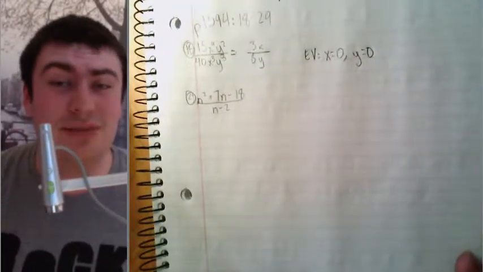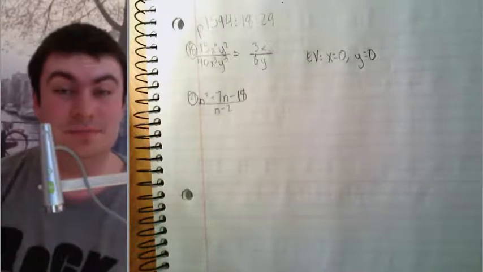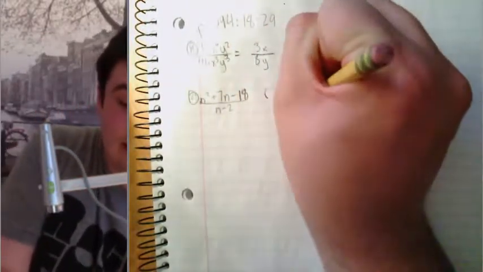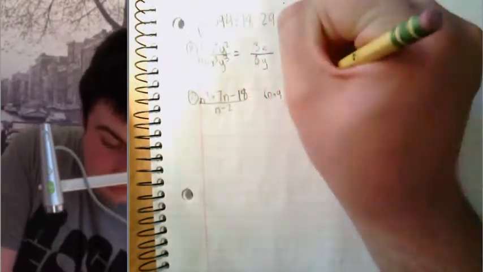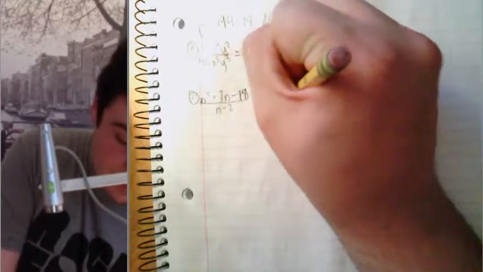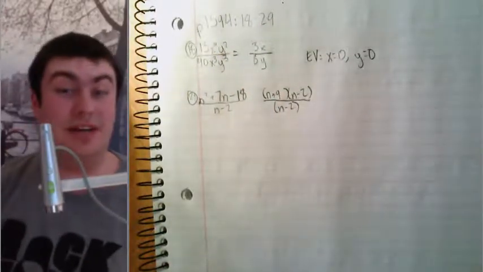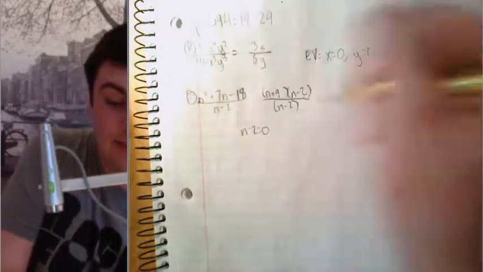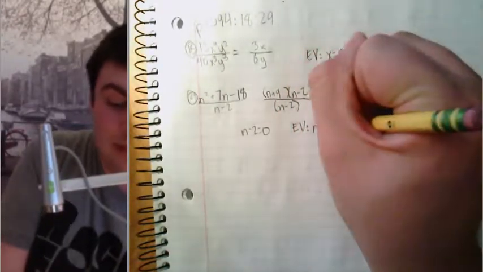So if we have n squared plus 7n minus 18 over the group n minus 2, we're going to factor our numerator. So what multiplies to negative 18 that adds to 7? Well, that's going to be n plus 9 and n minus 2 over the group n minus 2. Quick pause. We need to find our excluded values when our denominator equals 0. So n minus 2 equals 0. Our excluded value is going to be when n is equal to 2.